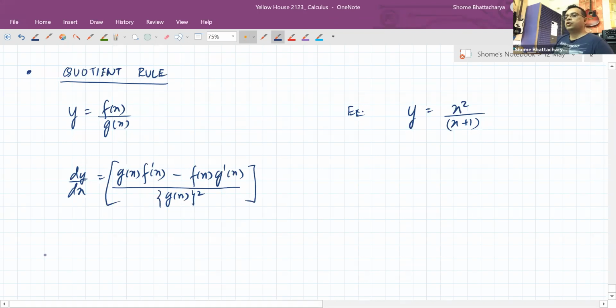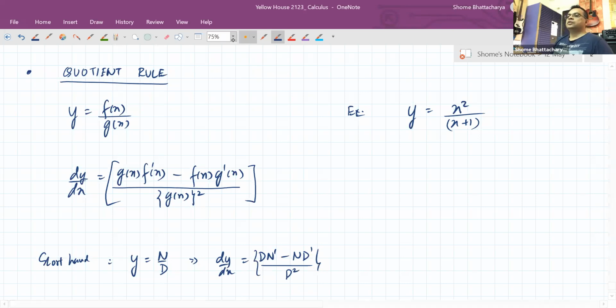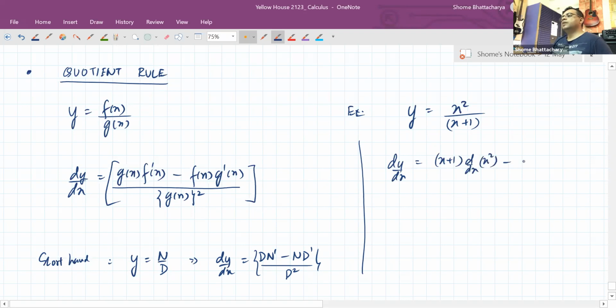Okay. Or a shorthand way of writing this is that if it is some numerator divided by denominator, then the rate of change is denominator into prime of numerator minus numerator into prime of denominator divided by denominator square. Okay. So let's see how this works in this case. So this will be denominator multiplied by differentiation of the numerator minus numerator into differentiation of the denominator divided by the denominator whole square.